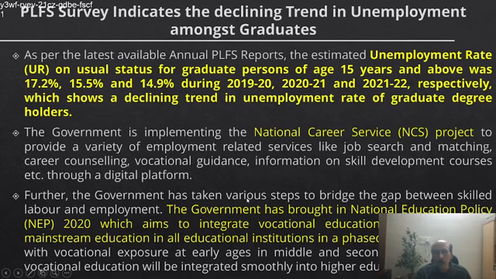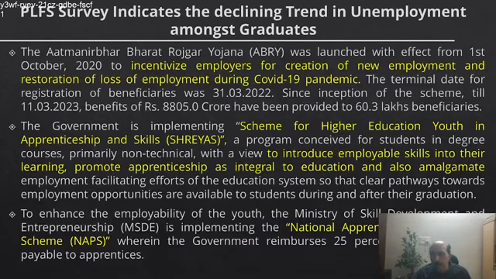In the new education policy announced in 2020, we are trying to integrate skill development programs with normal education, so that people from a young age are acquiring some skills, which will help them in getting a job when they enter the labor market. The scheme for higher education youth in apprenticeship and skills, SHREYAS, is a scheme announced by the government, under which normal graduates are given apprentice training in various enterprises, so that they can acquire some skills and get jobs in the respective areas.